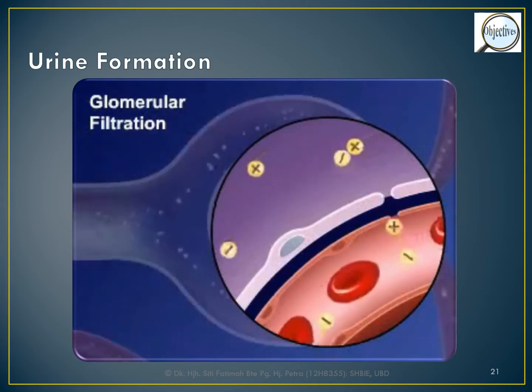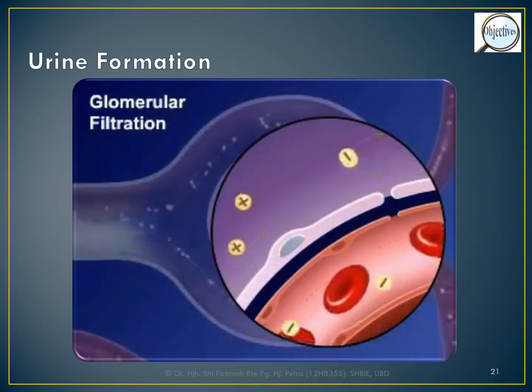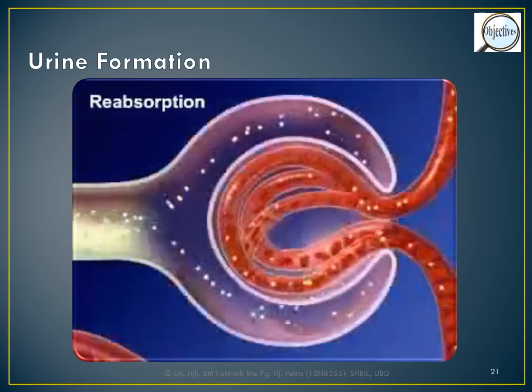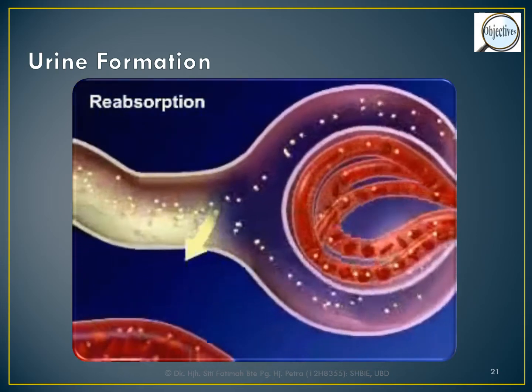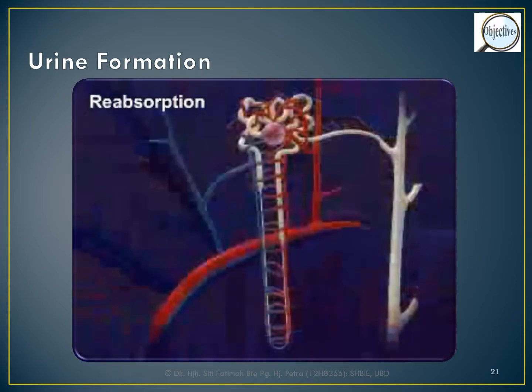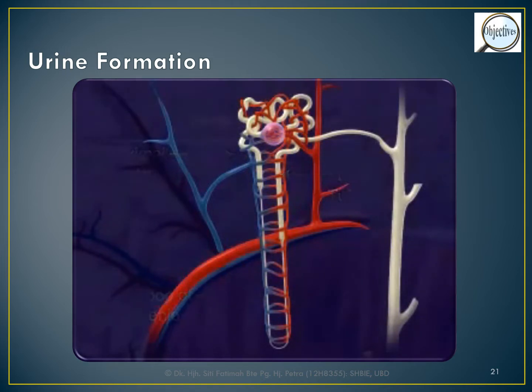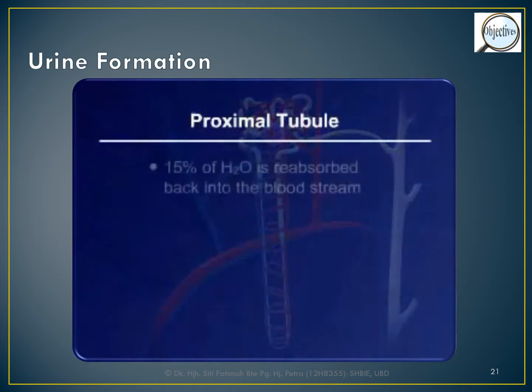The filtrate does not have any proteins or red blood cells, which are too large to pass through the capillary membrane. In tubular reabsorption, substances are transported out of the tubules and back into the blood of the peritubular capillaries. Reabsorption takes place in the proximal tubule, loop of Henle, and distal tubule. The major part of reabsorption occurs in the proximal tubule.